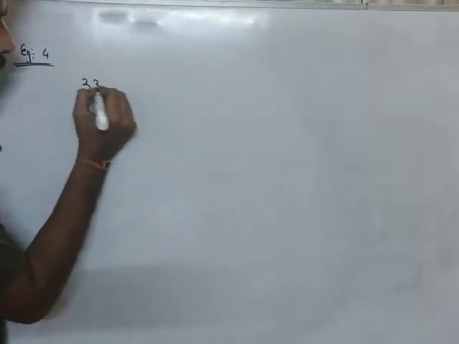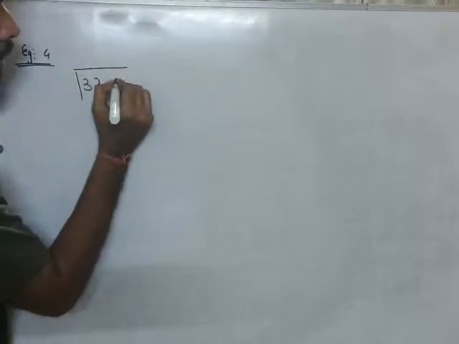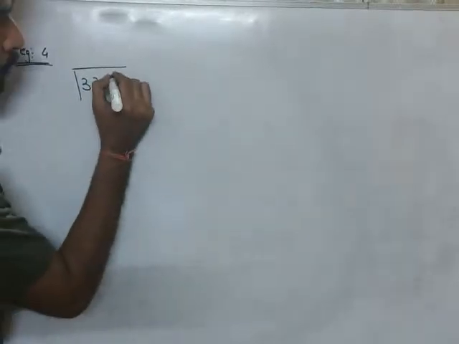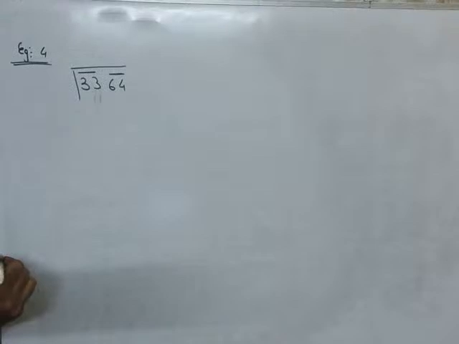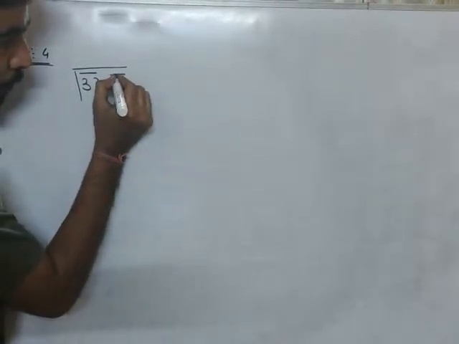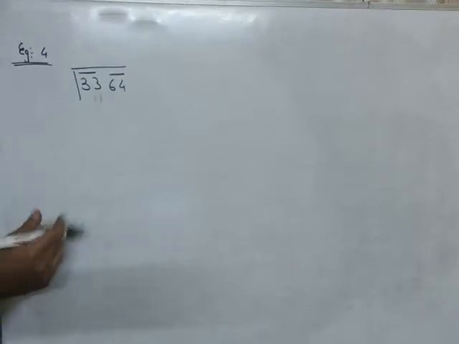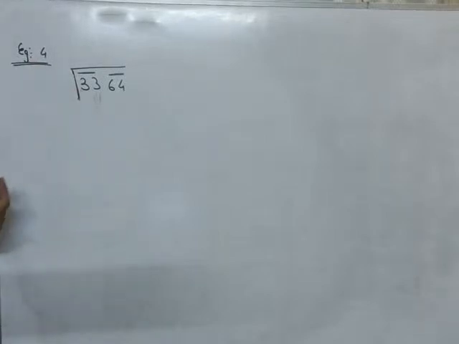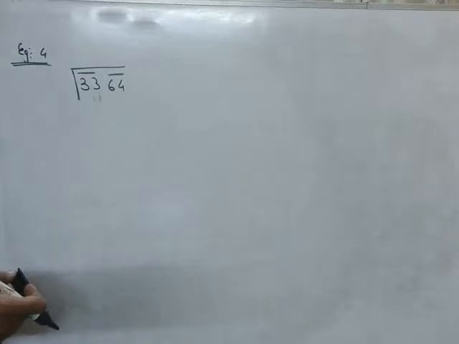So find the square root of 3364. Before finding the square root, we need to make pairs. So 64 will form a pair and 33 will form a pair. Pairing is complete. Now our next work is to see the number which multiplied by itself gives you 33 or less than 33.